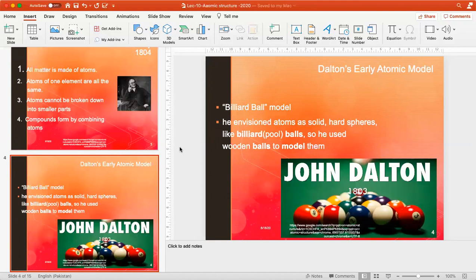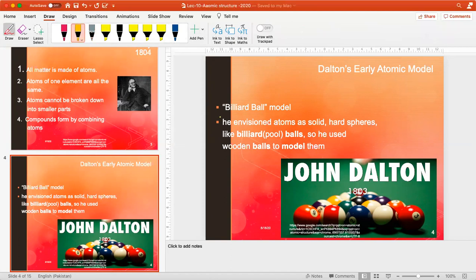Now this Dalton's early atomic model was just like a billiard ball. He envisioned atoms as solid and hard spheres, okay? Solid and hard spheres. Like this is the billiard model, right? Like billiard pool balls, he presented it like this. He envisioned it like this, so he used wooden balls to model them.